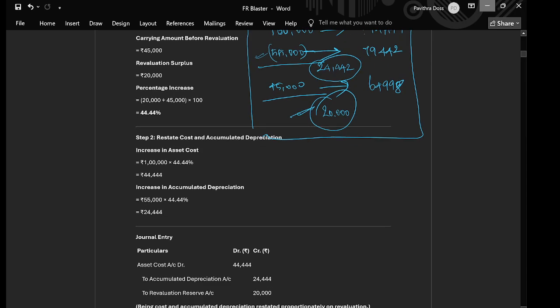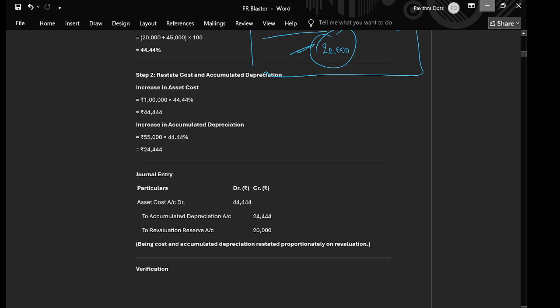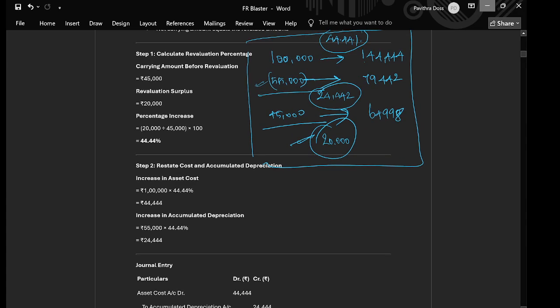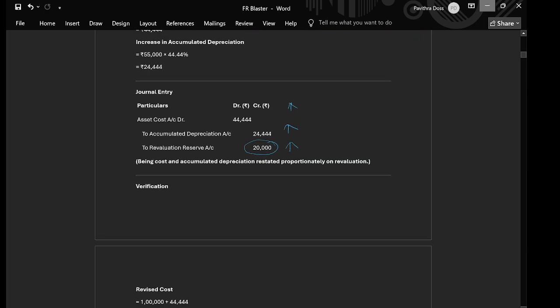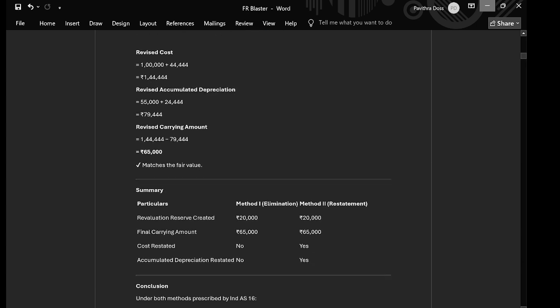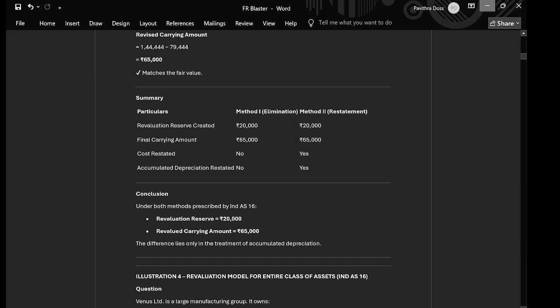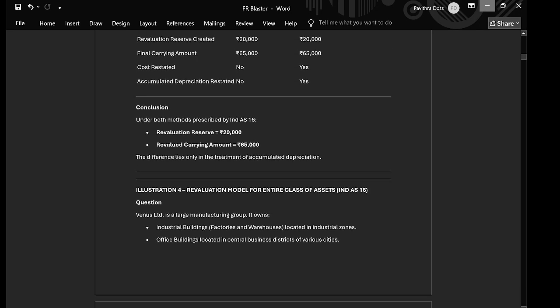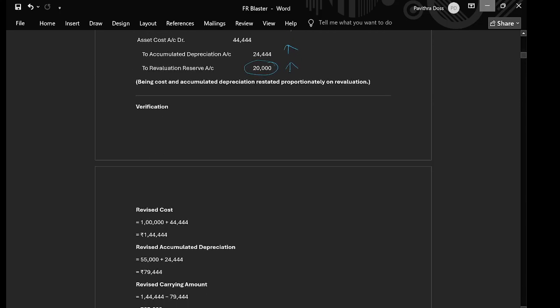This is the plain overview. Now let us see how the journal is going to be presented. So we know that the revaluation surplus is going to be raised by 20,000, and the cost of the asset is going to be increased by 44,444, and the accumulated depreciation is also going to be increased by 24,442. Clear? So this is about question number 2. We saw two methods. One is the depreciation elimination and the other is the restatement method. Fine. So that brings us to the end of question number 3.